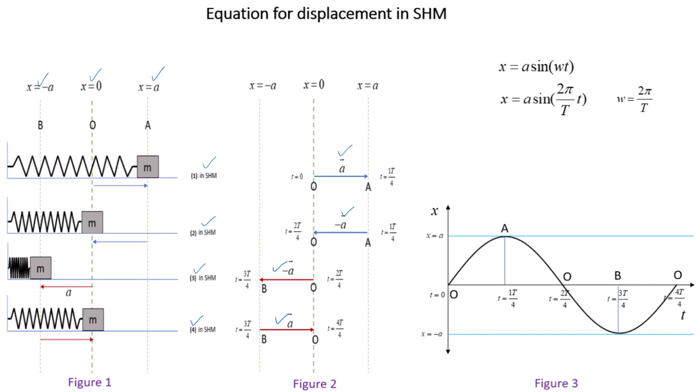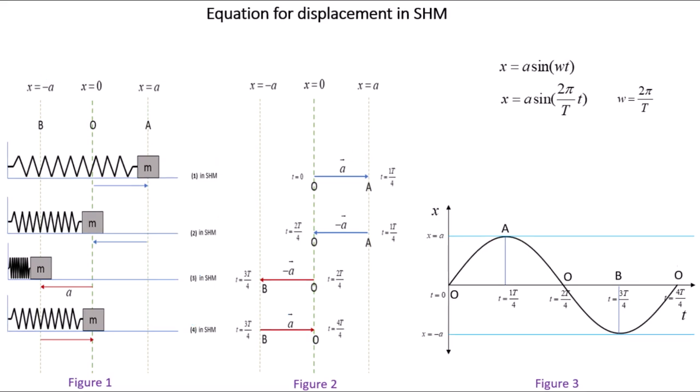Now, given these conditions, can there be an expression or equation for the displacement such that when we substitute the values for time in that function, it will truly represent the displacement that we observe? So one such equation can be x equals A sine omega t. Let's consider the equation x equals A sine omega t and analyze if indeed this function or the graph represents what we observe for an object executing simple harmonic motion.